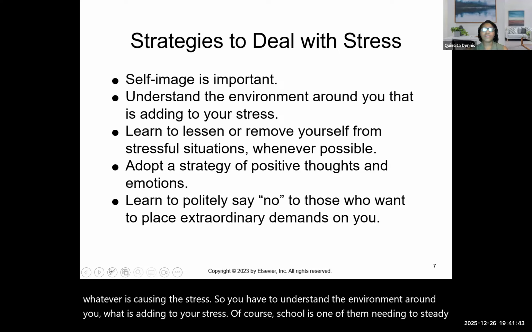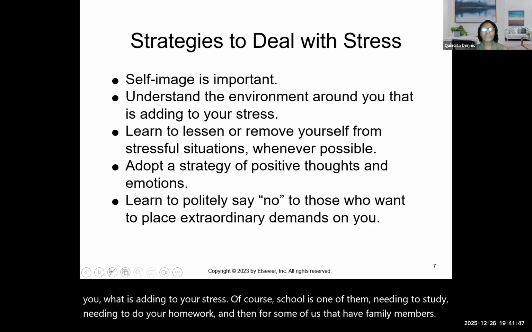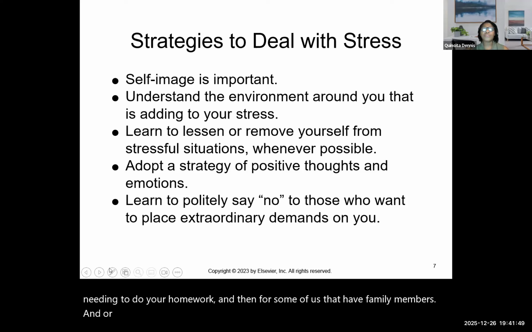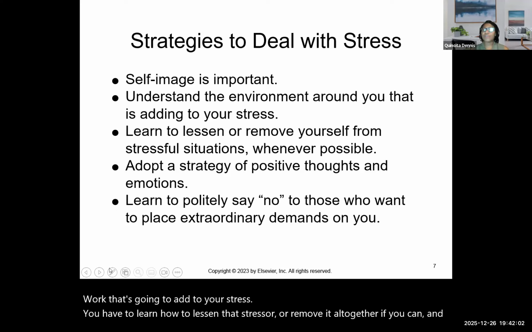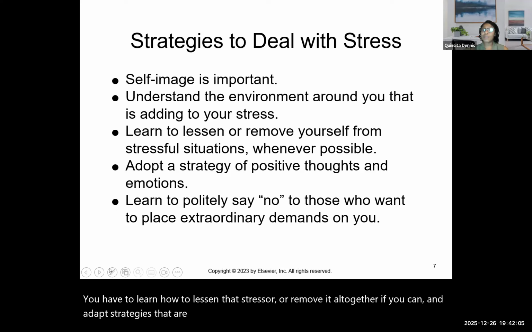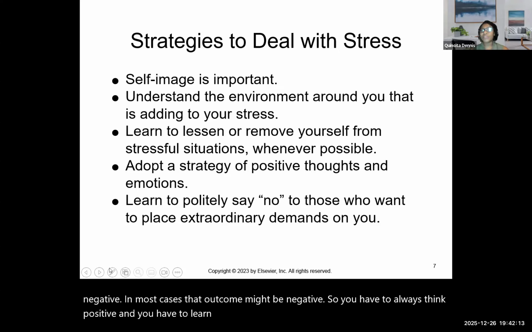And then for some of us that have family members and or children or significant others and also work, that's going to add to your stress. You have to learn how to lessen that stressor or remove it altogether if you can, and adapt strategies that are positive. If you think that the outcome is going to be negative, in most cases, that outcome might be negative. So you have to always think positive. And you have to learn how to set those boundaries and say no.